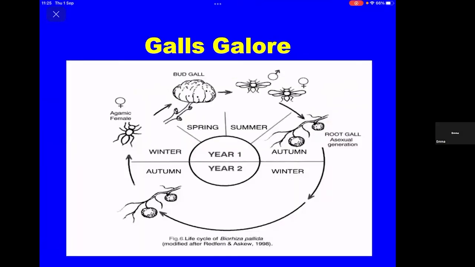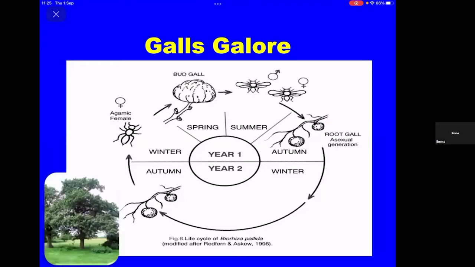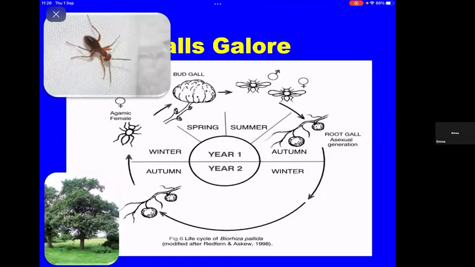There are some very complicated life cycles involved with galls, and this one is the well-known oak apple, which you will find in the spring, and you'll find old galls on trees all the year round. And here's a diagram of the life cycle. So if you look at the bottom first, and there are root galls involved, which you can see bottom left. And inside the root galls are wingless agamic female wasps.